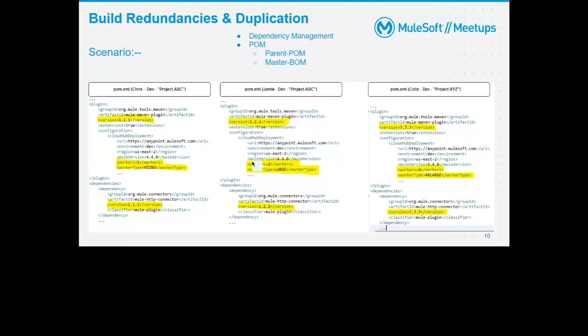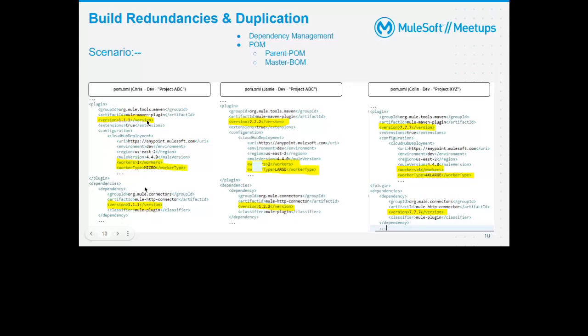So let's understand why dependency and plugin management is a complex task by taking a simple example. Let's assume we have a developer, Chris. He's working on an application called Project ABC. His pom.xml file contains Mule Maven plugin version 1.1.1, and he is using one worker of type micro, and he also has an HTTP connector of version 1.1.1. Now his mvn package command is failing, and he is unable to fix it.